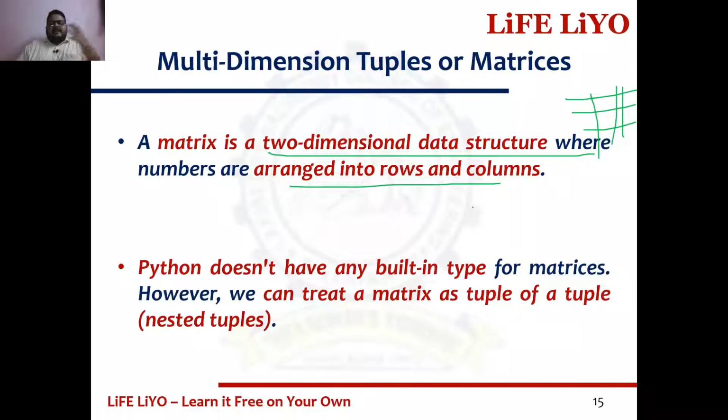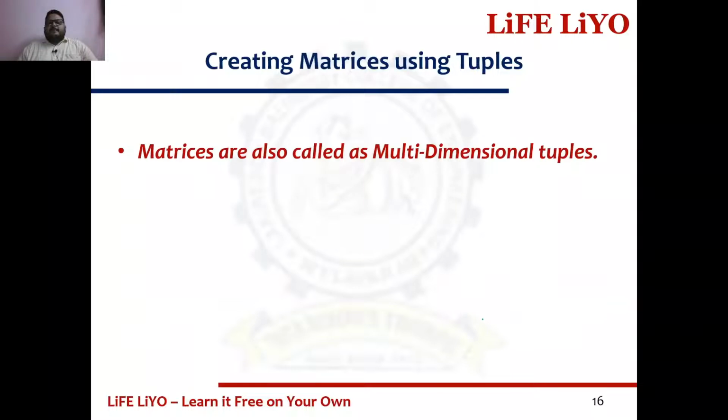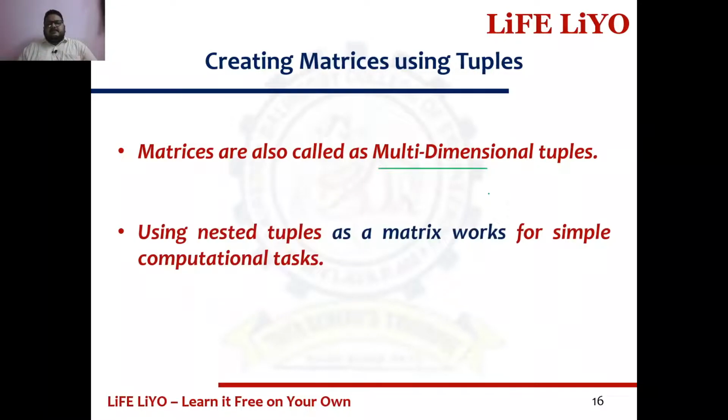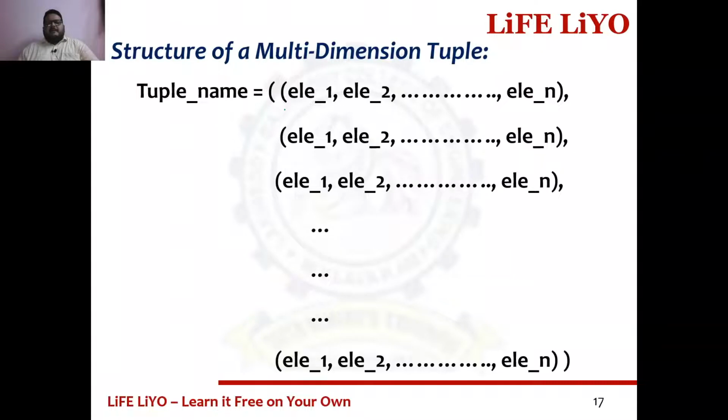So Python doesn't have any built-in functions for these matrices. How we can do it is by creating a matrix as a tuple of tuples, that is, nested tuples. So a matrix is also called a multidimensional tuple. Syntax: tuple name equal to, where every subtuple is called a row. This is row 0, this is row 1, this is row 2, and so on, row n. Now each and every element is treated as a column. Whatever number of elements you take, that many columns it has.